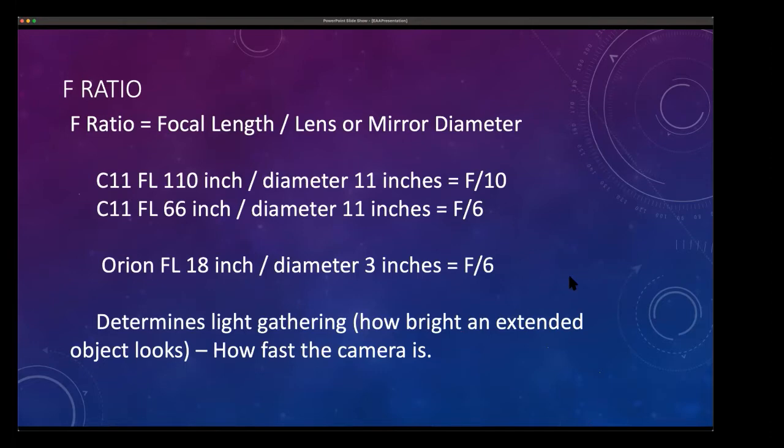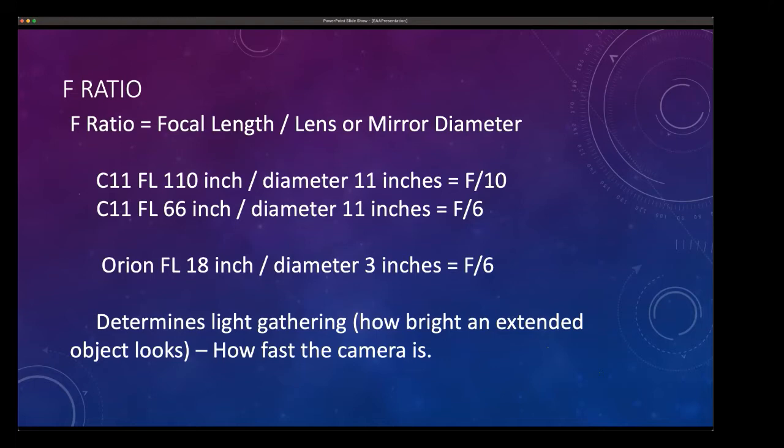The other important thing is F ratio, and that's simply the focal length of the telescope divided by the diameter of your lens or mirror. So what does that mean? Well, it determines the light gathering power of your telescope, how bright an extended object is going to look. And people say how fast the camera is. A system with a low F number like F2 is going to be able to photograph something with shorter exposures than one with a bigger F number like F10.